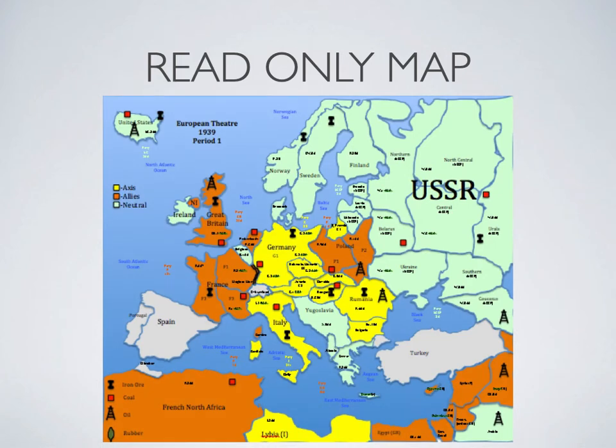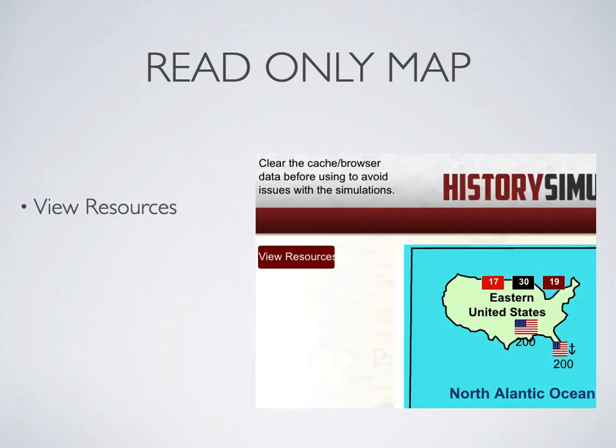So we have a read-only map, which will show both the European and the Pacific theaters for the simulation. There's a View Resources on the view-only map, and you can look at that, and it'll tell you how many resources you have for each one of the 4 natural resources that we're targeting.